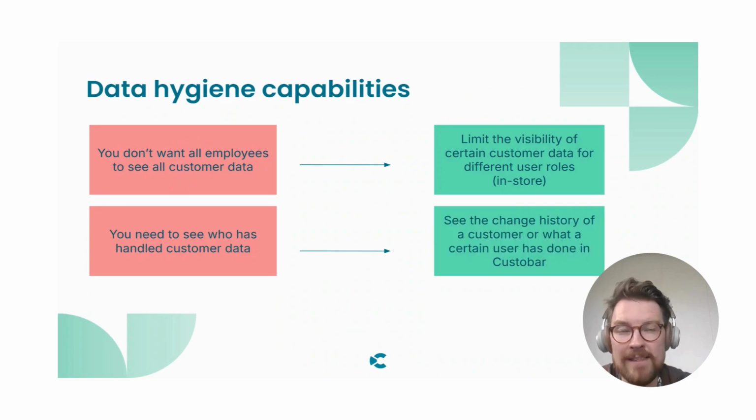So first of all, you can see the change history of every client in the 360 view. Who has done what? And then obviously also you see the log of what every single customer user has done and at what point of time.